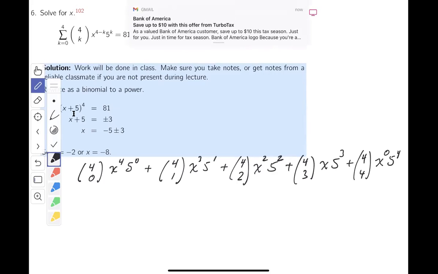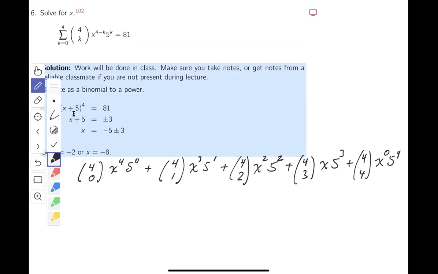So I'm trying to recognize, it'll look strange to me. I'm trying to recognize that this is actually an expansion of a binomial. What is the binomial, though? I'm going to write this down for you. It's going to be x plus 5 to the 4th power. And what's it equal to? Well, as I said, it's equal to 81.